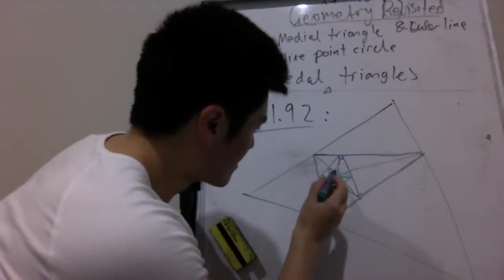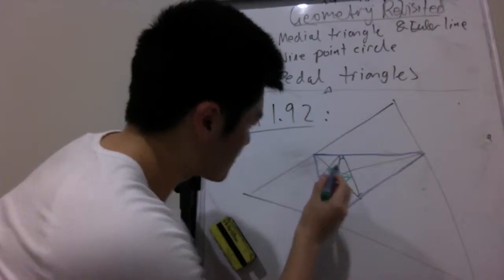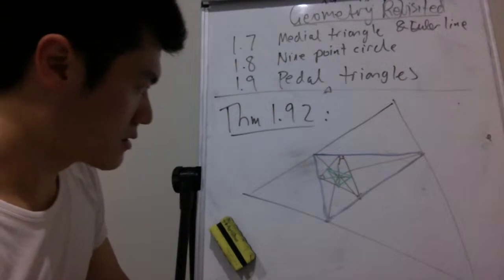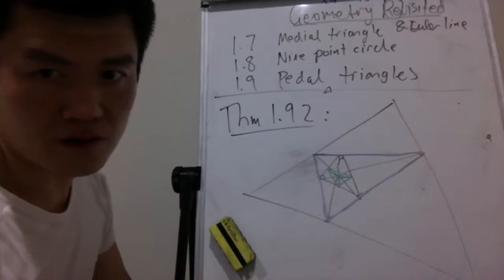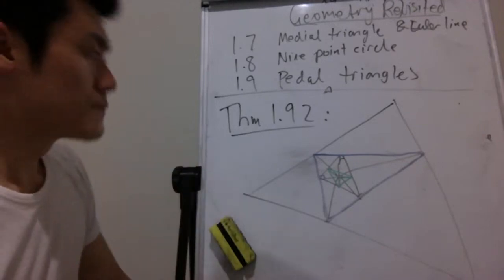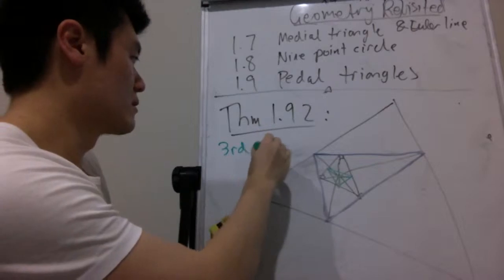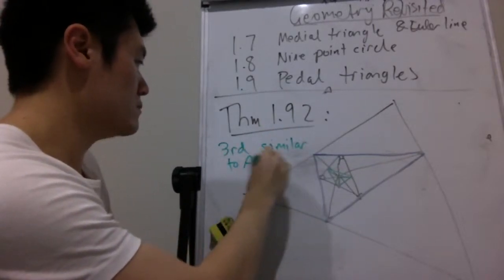The hiccup made me lose my aim. Can you see that? Yeah. So that's the third Petal Triangle, which is similar to the first. Third, similar to ABC.